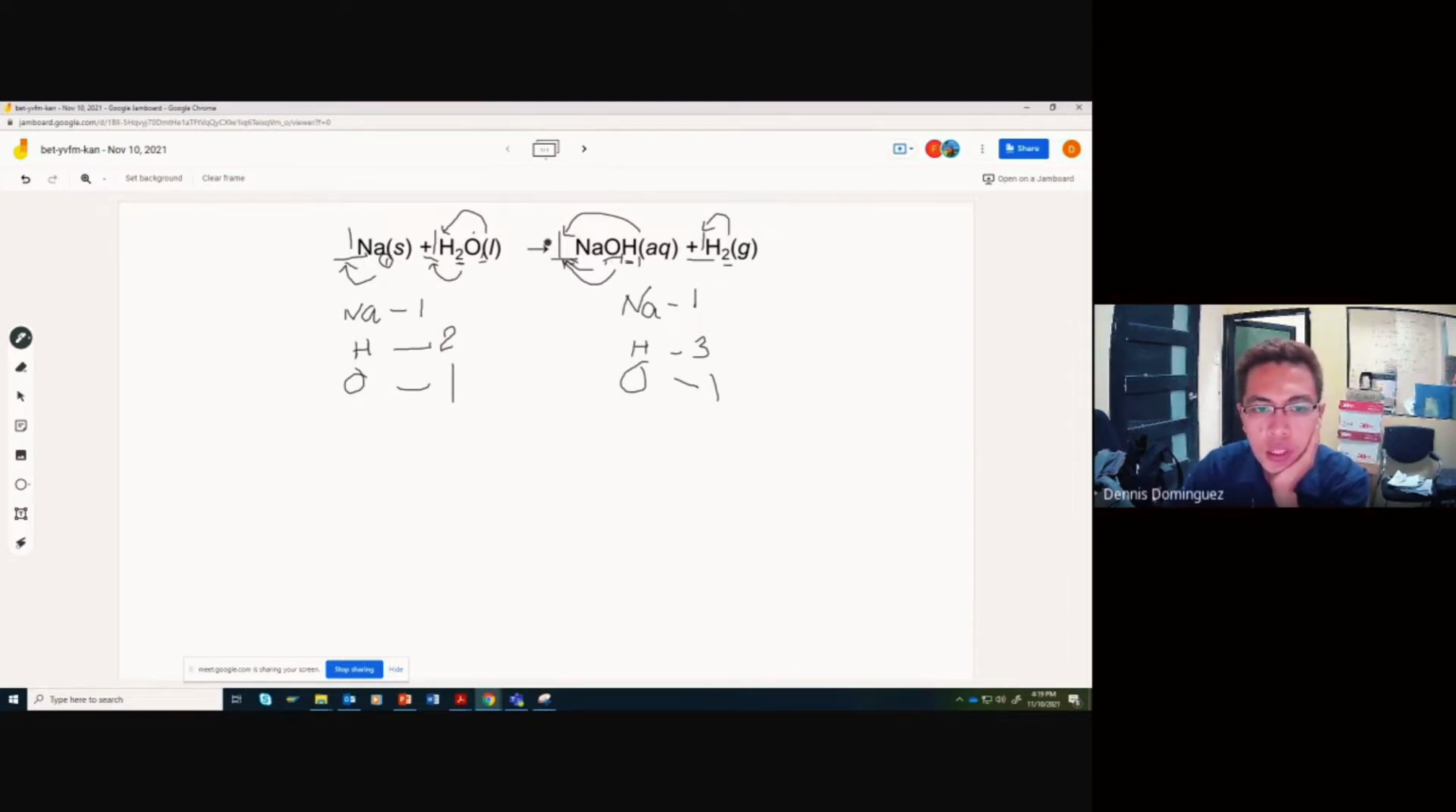2 water, 2 molecules of water, your hydrogen and oxygen will change. Your hydrogen becomes 4, since it is 2 times 2. Your oxygen will also change; your oxygen is 1 times 2, so it becomes 2. Compare it to the right side.